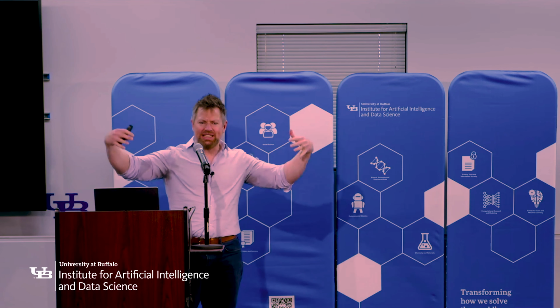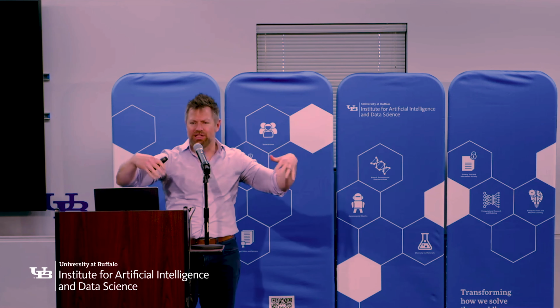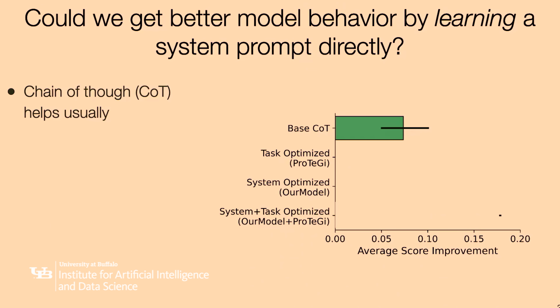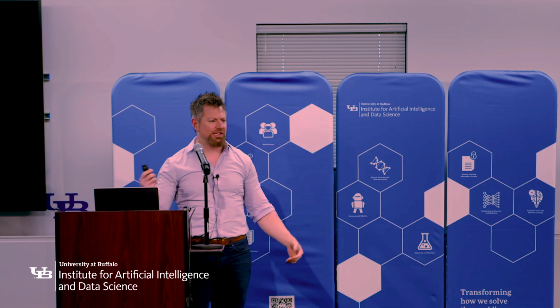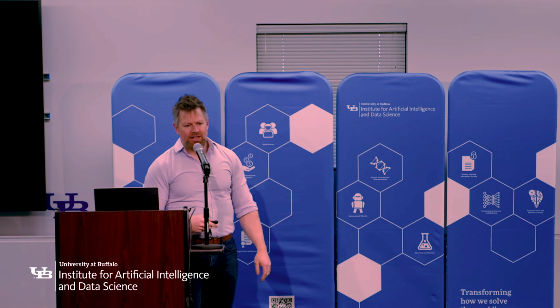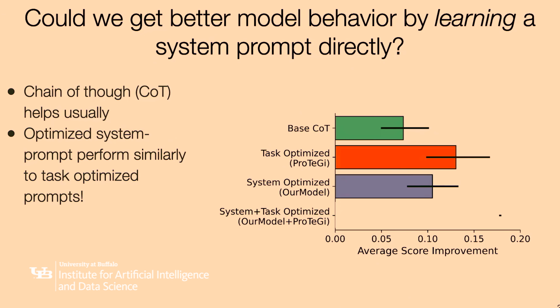So you can think this is, again, general steering of the model. Can we get it to perform better in practice? So what happens? Could we actually get better model behavior by learning a system prompt directly? So let's start with our base. Let's just ask the model to think carefully step by step. That was the first early paper. On this reasoning process, it seems to work pretty well. What we find is if we can optimize it further, we will do better than that base one.